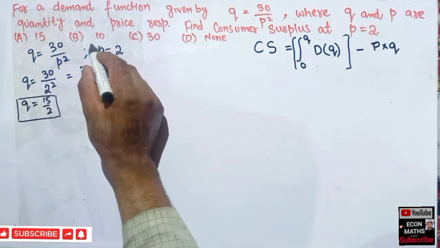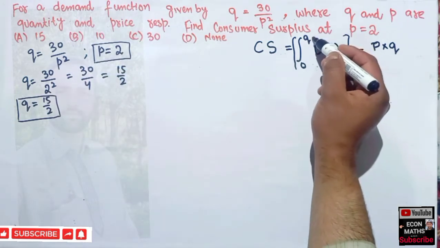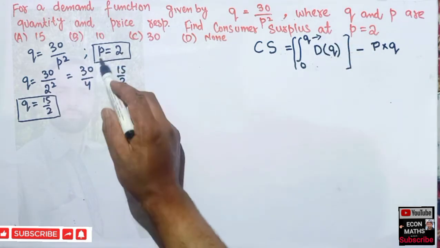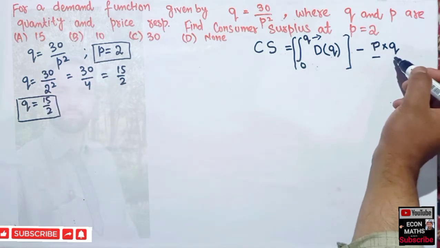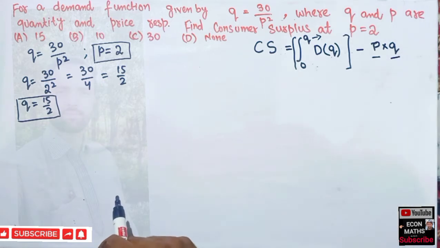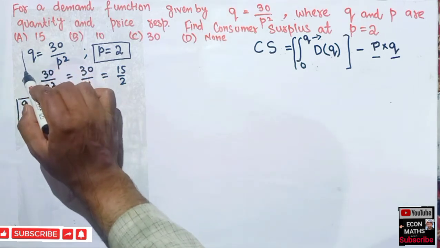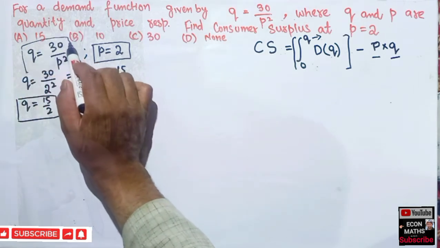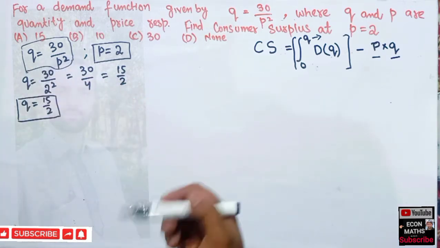P is also given to us. So we got this Q, and we also got P and Q, that's the total expenditure. We got this value, and this value also. Now we have to find the inverse demand function. We are given the usual demand function, which is in terms of price, but we have to find the inverse demand function.